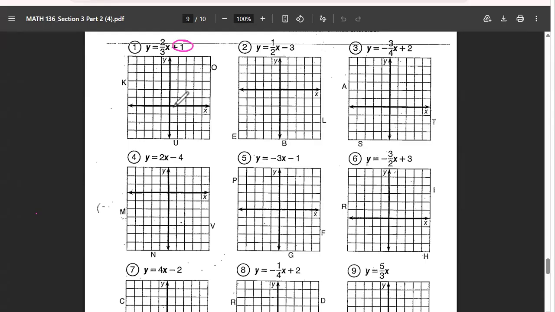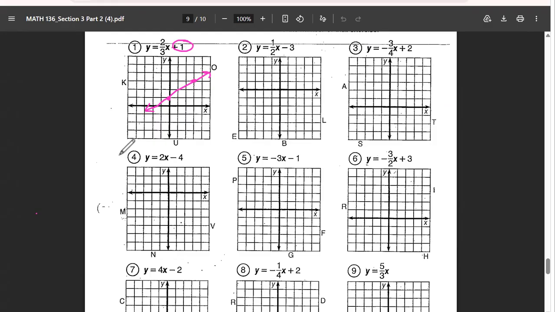So I'm going to go up one, put a point there. Then it says I want you to rise 2 over 3. So that's going to be 1, 2 over 3. 1, 2, 3. And then we just draw our line going through those 2 points. And that will be your answer there.